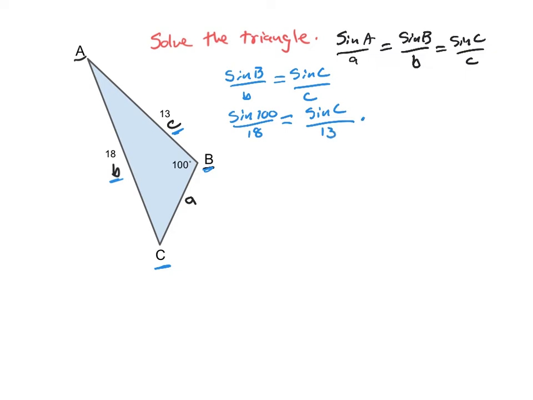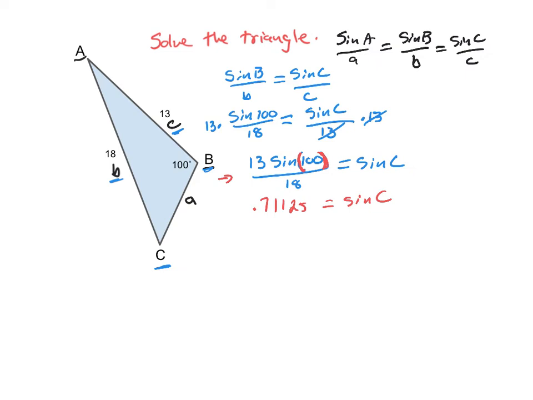Now, I'm going to multiply both sides by 13, and that will cancel out there. So now I have 13 times the sine of 100 over 18 is equal to the sine of C. Now, in your calculator, make sure you close the parentheses, and I'm even going to put that in red here. Make sure you close these parentheses before you do the division. So when you put this into your calculator, you should end up with a number of about 0.71125 is equal to the sine of C.